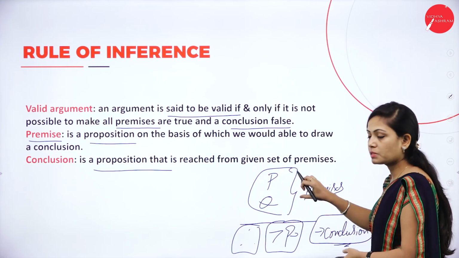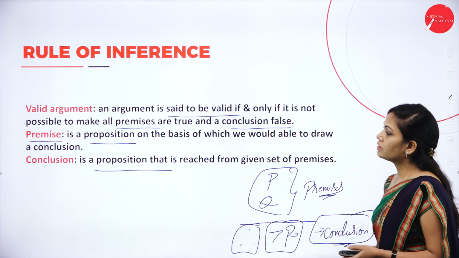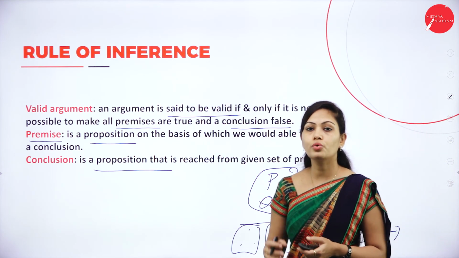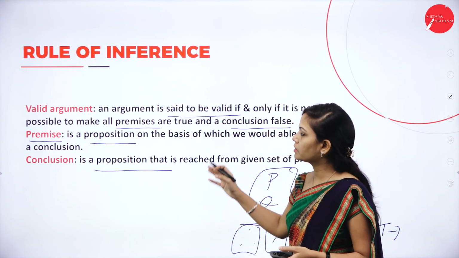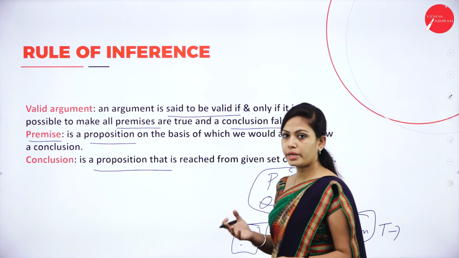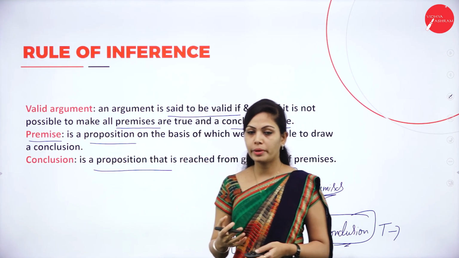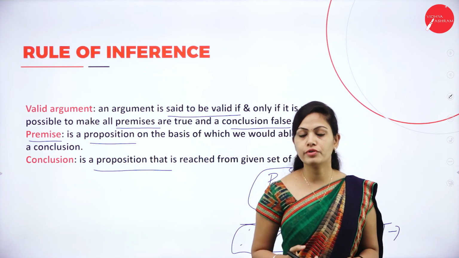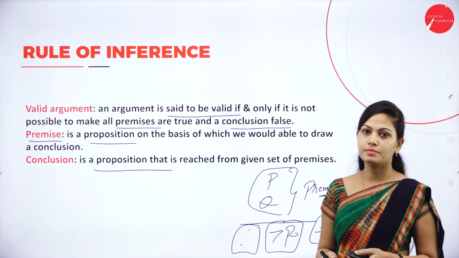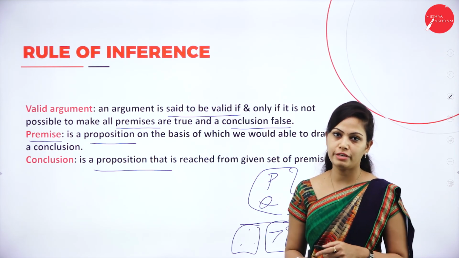With the help of these premises, we are getting the conclusion. Clear? These are the main concepts of rule of inference. So you can expect this question for 2 marks: valid argument, invalid argument, the definition of premises and conclusion, what is an argument, what is inference, and what is rule of inference. These are the basic things you have to learn first in rule of inference.